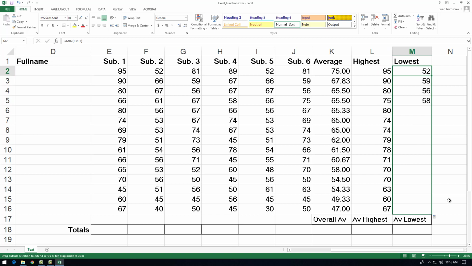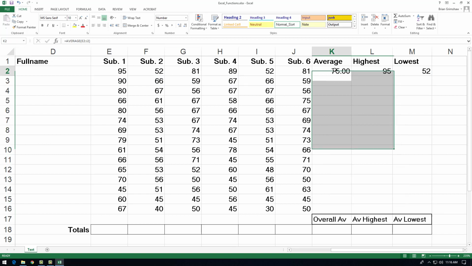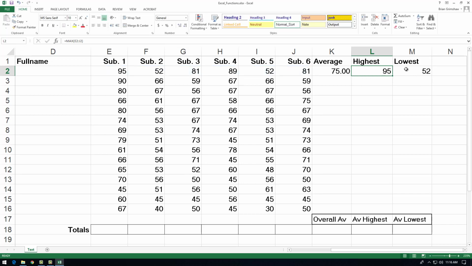Magic fill. Which means, how many times did I actually have to type those equations? One time. Let me show you what I can do here. So I type this average function and I think to myself, well, it looks right. It's giving me a plausible answer, so I'm good with that one. How about the max function? Yeah, highest number is 95. That looks good. How about the min function? Yeah, 52. That's the lowest number. So that's giving me a good answer.